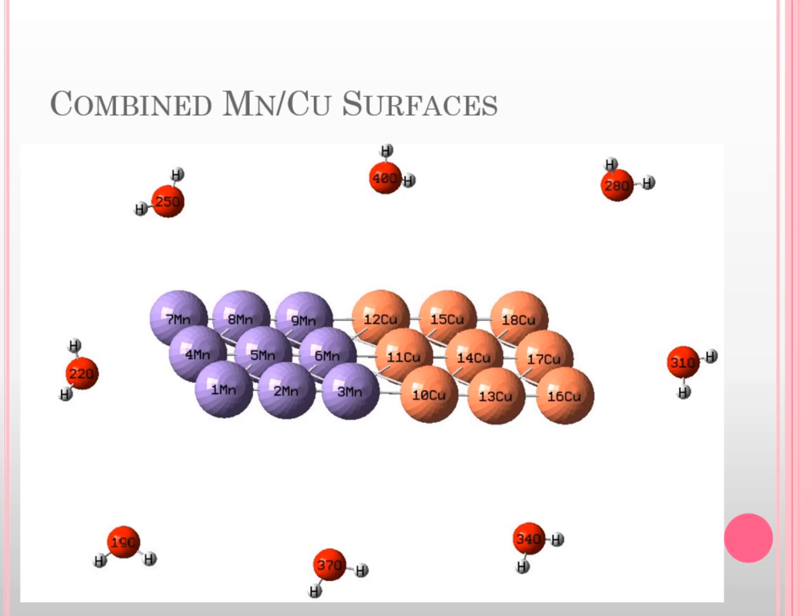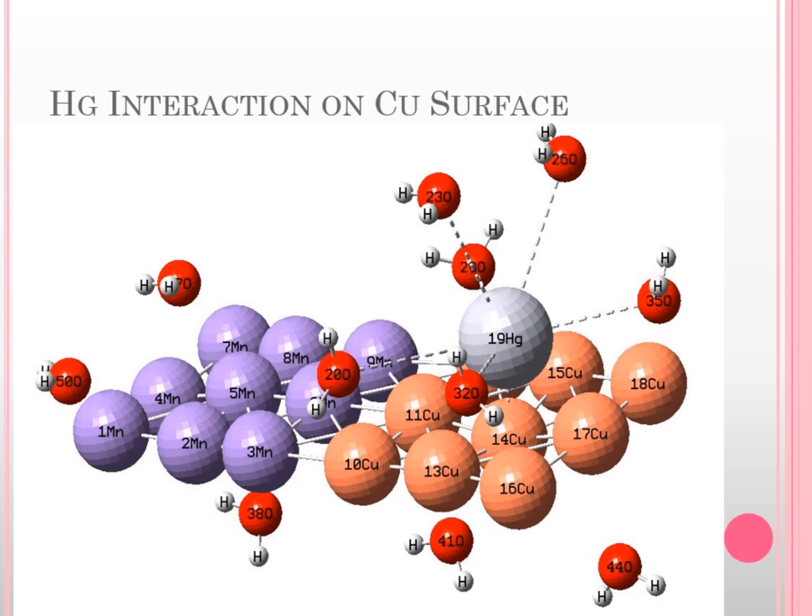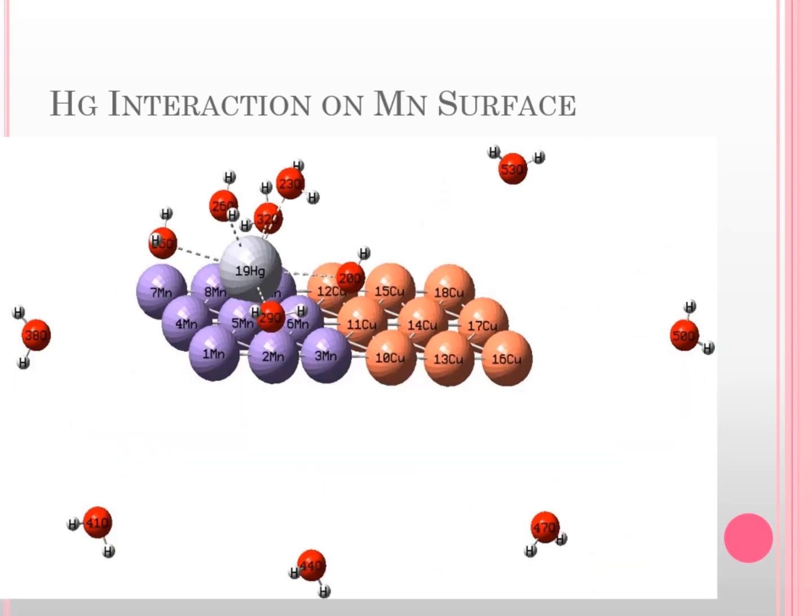The blue is for the manganese and red for the copper. And in this model you can see the interaction of mercury on the copper surface. This mercury has 6 water molecules surrounding it, because the mercury 2 ion has the capacity to attract 6 water molecules. So water molecules are also shown. This model shows the interaction of mercury, which is surrounded by 6 water molecules, with the copper surface. And finally, this model shows the interaction of mercury on the manganese surface.